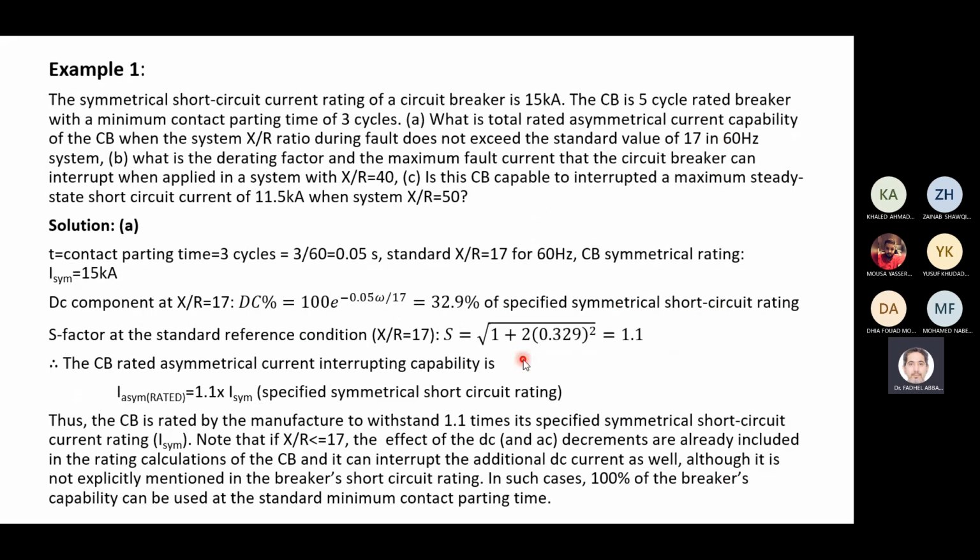Let's take an example, if you have no questions. In this example, I have a symmetrical short circuit current rating of a circuit breaker of 15 kilo ampere. What does that mean, guys?